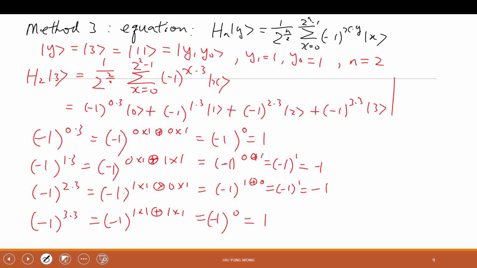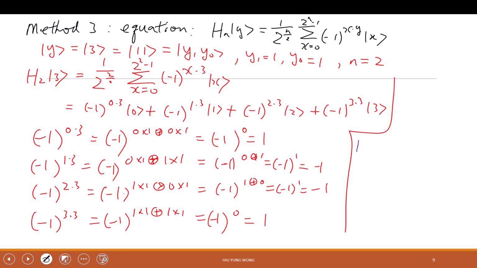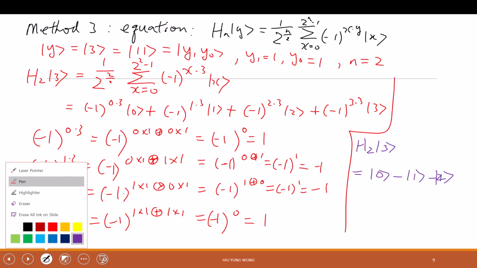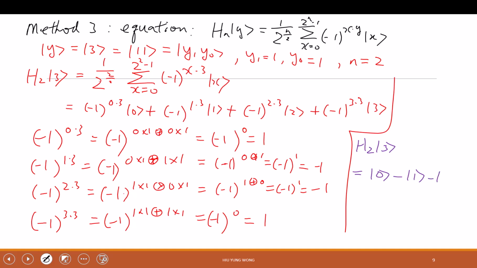Okay, so what is the answer? The answer is H2 applied to 3 gives me 0 minus 1 minus 1. I think I have some problem. Minus 2, right? I think I made some mistake. Minus 2 plus 3. But you understand what is the meaning of plus 3, right? It means plus 1, 1.